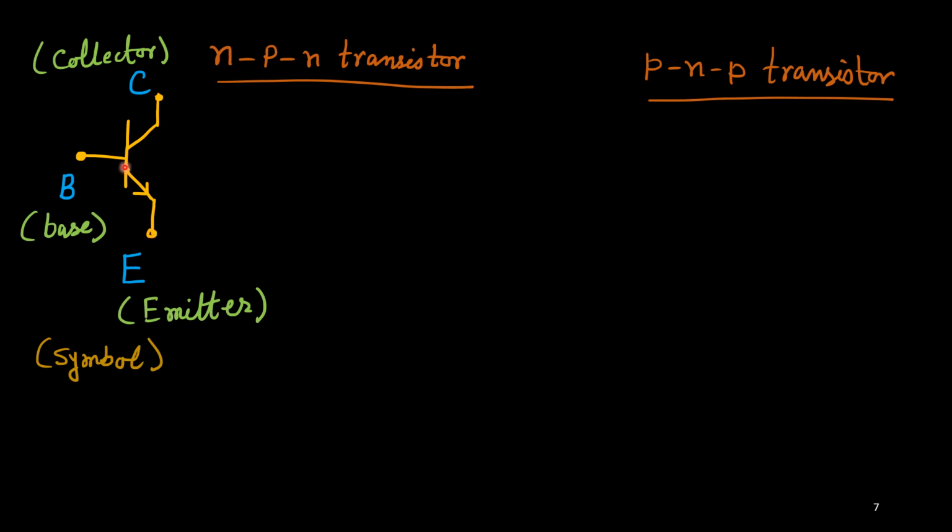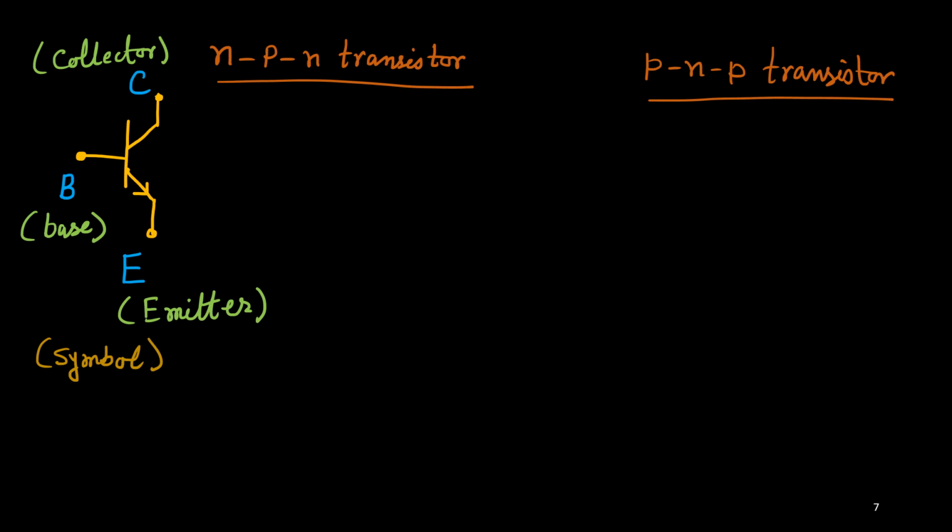Now we can notice that there is an arrow between base and emitter. From base to emitter, the arrow is provided. It indicates the direction of current flow. So if current is flowing in the transistor, then from this to this one, current is flowing. The meaning is that the emitter current is downward, this side, right?